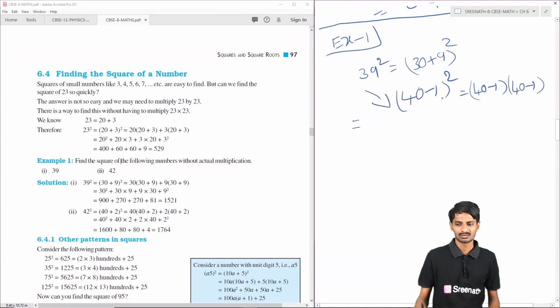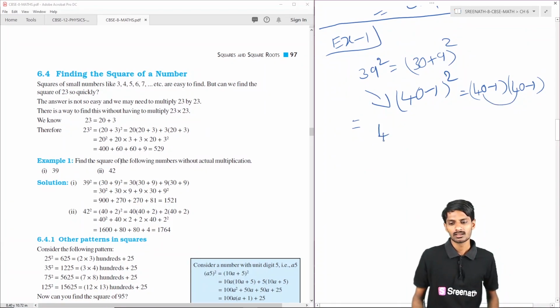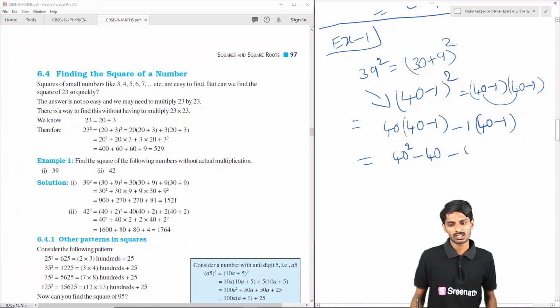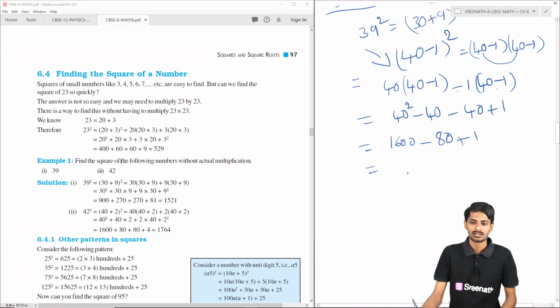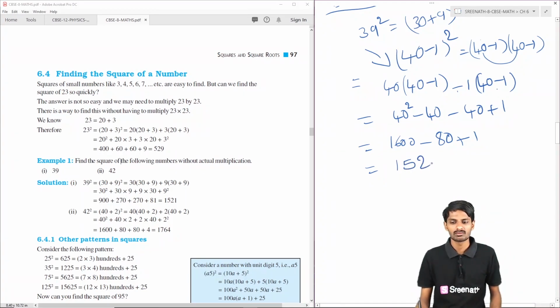So 40 into 40, which is 40 square, or you can simply write 40 into (40 - 1) minus 1 into (40 - 1), multiplying this with the whole term and this with the whole term. So 40 into 40 is 40 square, minus 40 into 1 is 40, minus 1 into 40 is 40, minus into minus plus 1. That is 1600 minus 80 plus 1. If you subtract, you will get 1521. That's it.